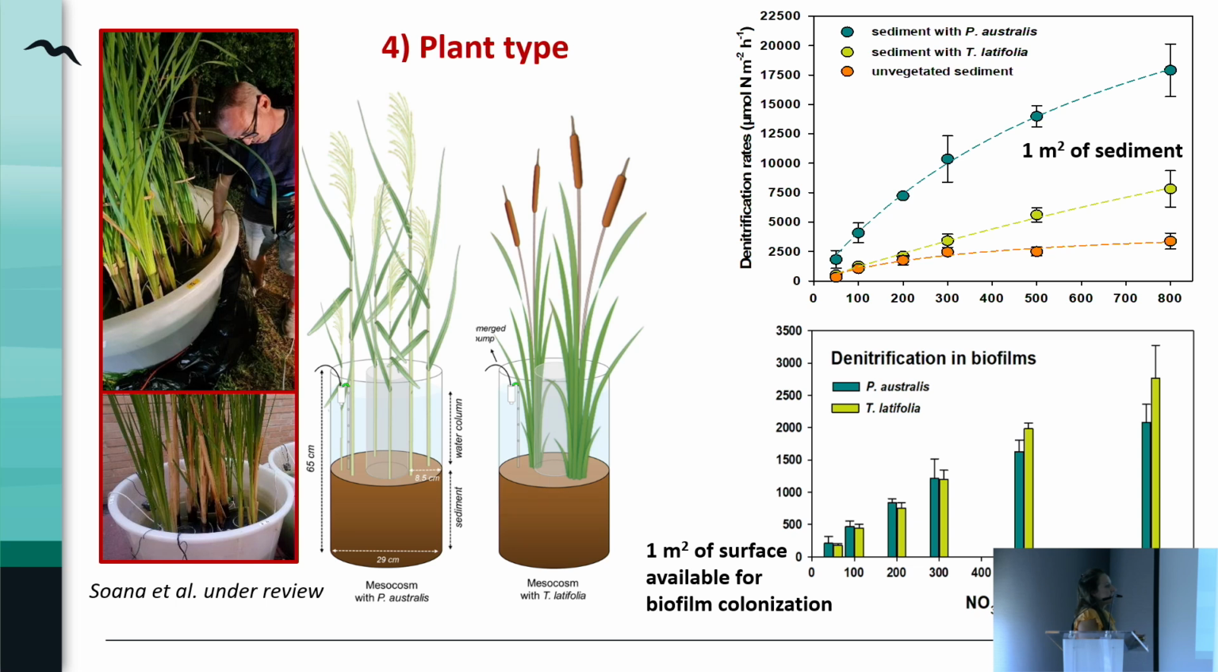And the effect of different plants can be ascribed to the capacity of different plants to provide surfaces for biofilms. For example, we found greater rates in Phragmites australis with respect to T. latifolia, but if we normalize the rates by the surface available for biofilms, we obtain rates more or less the same in the two types of mesocosm. So the plant is important, but it's more important the surface that the plants can offer to bacteria.